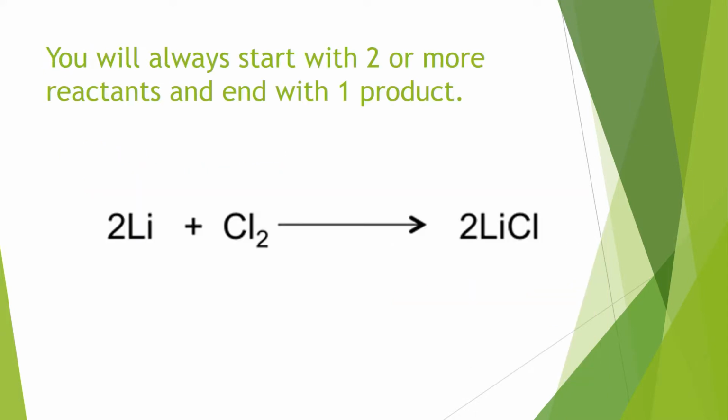So example here, you have 2 molecules of lithium combining with a Cl2 molecule, and it winds up with lithium chloride, just one product at the end. So always start with 2 or more, end with one product.